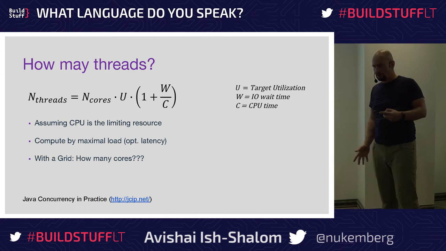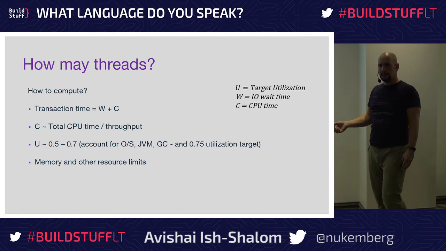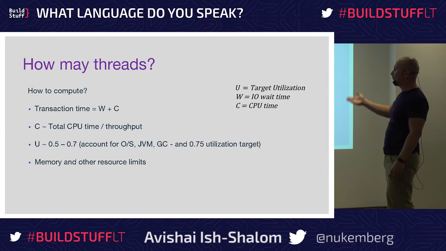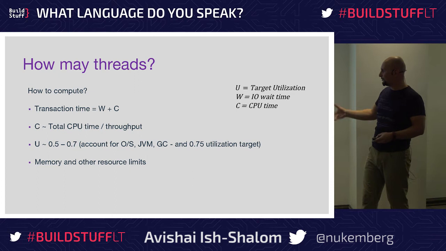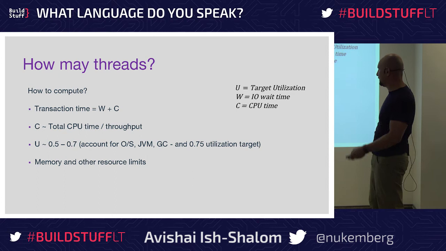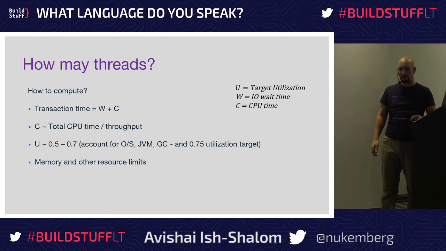But if you do want to use this formula, the way you would use it is you measure the transaction time, which is basically the wait time plus the CPU time. You can infer the CPU time by measuring the total CPU time and dividing it by the throughput. You get an average. And of course, the utilization constant, like I said before, should be between 50 and 70%. Remember that you need to give some CPU to the JVM, operating system, and so on. And of course, you have to take into account the available memory and other resource limits.